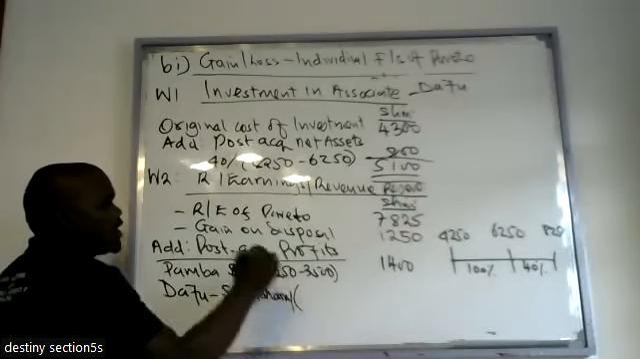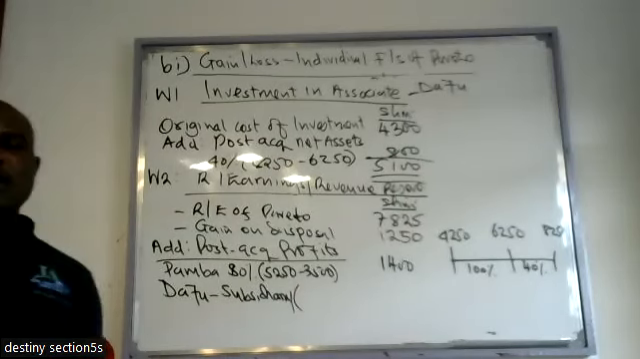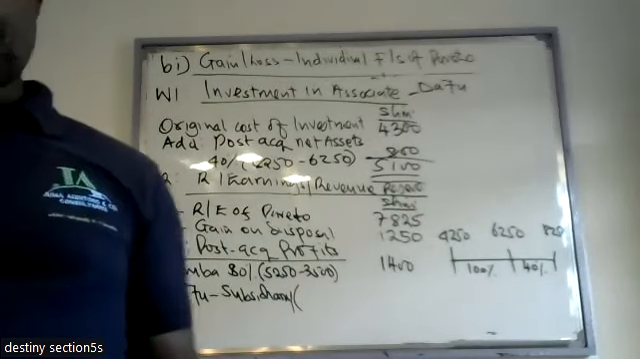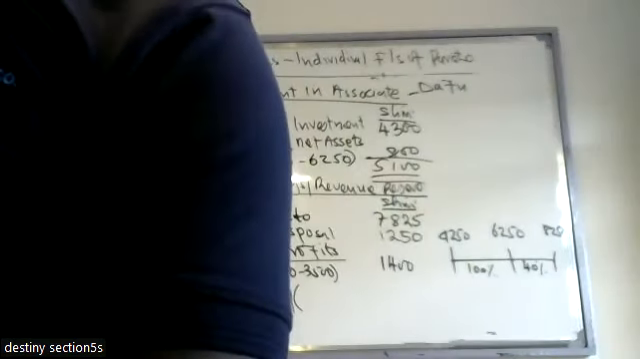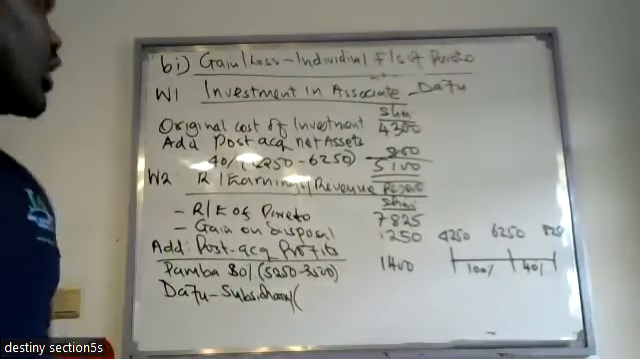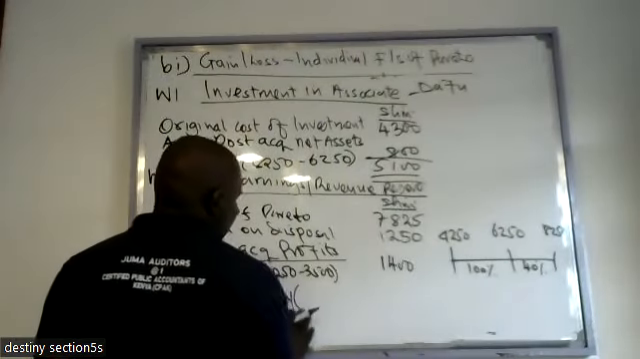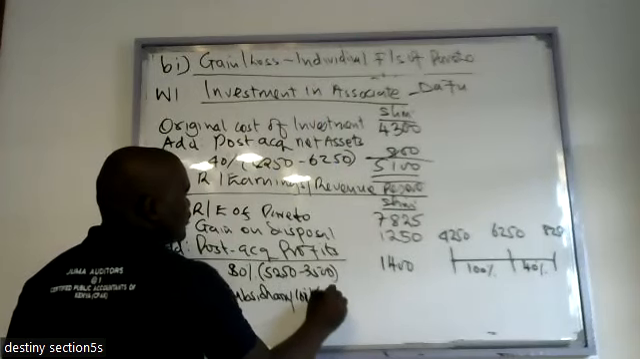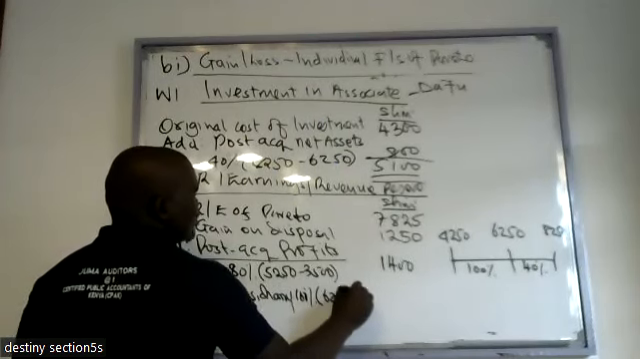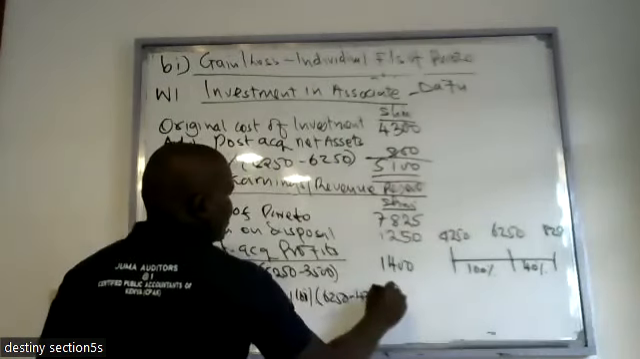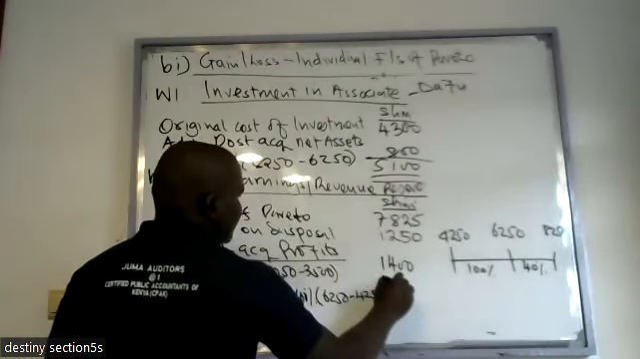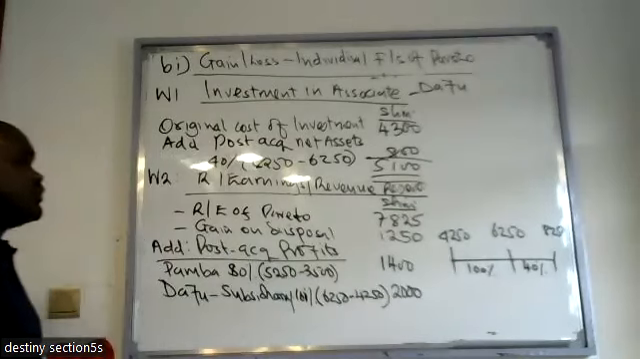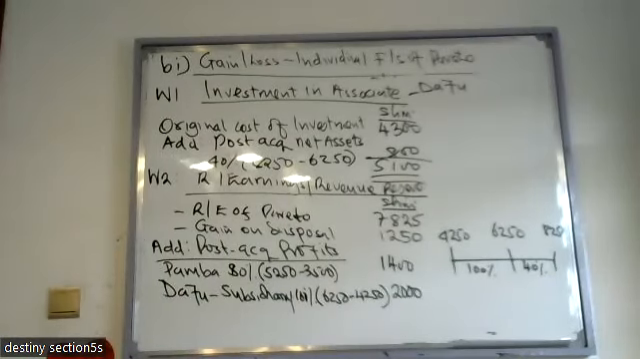Dafu as a subsidiary. So when it was a subsidiary, we shall consider 100% of 62.50 minus 42.50. That is 2,000.